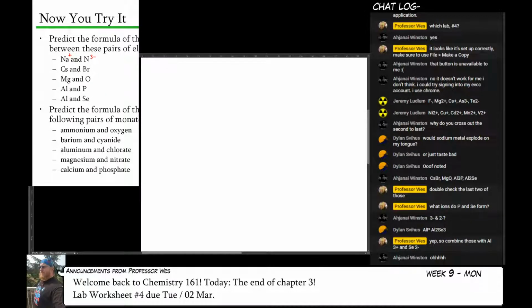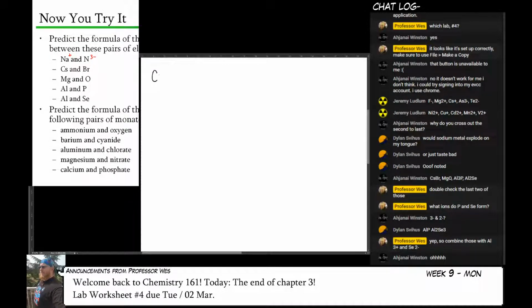All right, so we got cesium and bromine. So we got cesium. Why aren't you writing? Uh-oh. Hold on. What layer am I on? Oh, there it goes. I don't know why it was so slow. Okay.